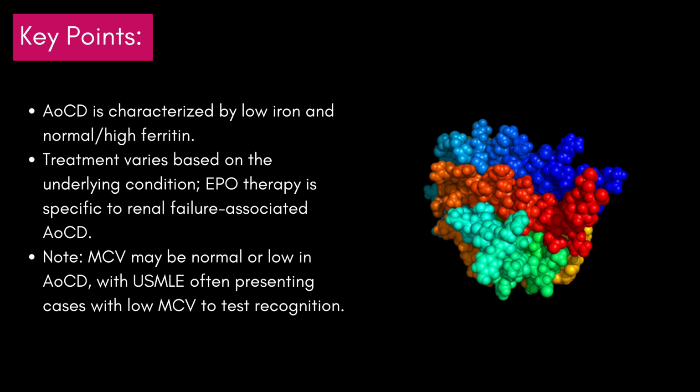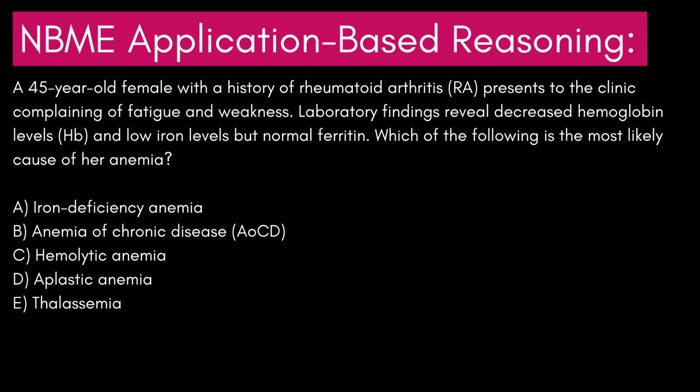All right, guys, now that we have covered all of the content, let's go ahead and take a look at some questions to review the knowledge you have gained so far. A 45-year-old female with a history of rheumatoid arthritis presents to the clinic complaining of fatigue and weakness. Laboratory findings reveal decreased hemoglobin levels and low iron levels, but normal ferritin. Which of the following is the most likely cause of her anemia?